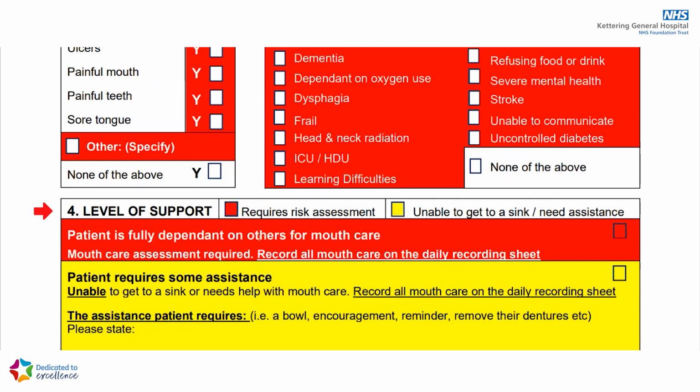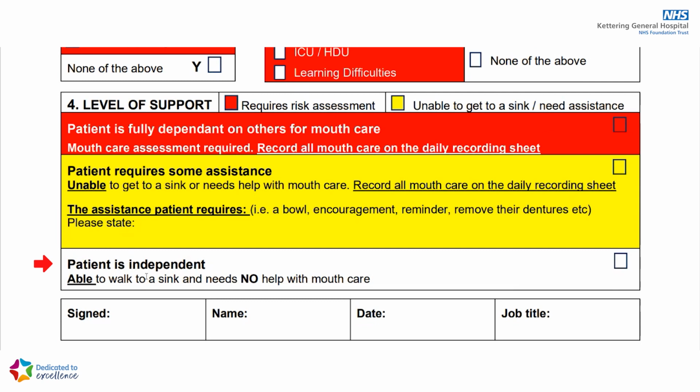The patient is dependent on others for mouth care, so a mouth care assessment is required, and then we're going to record the mouth care on the daily recording sheet that we will come back to. So we'll put a tick. If in other instances the patients were unable to get to the sink or needed some degree of assistance, such as a bowl or encouragement to clean their teeth, we would tick the yellow box indicating that they need some assistance. If the patient is completely independent, we would tick this box.